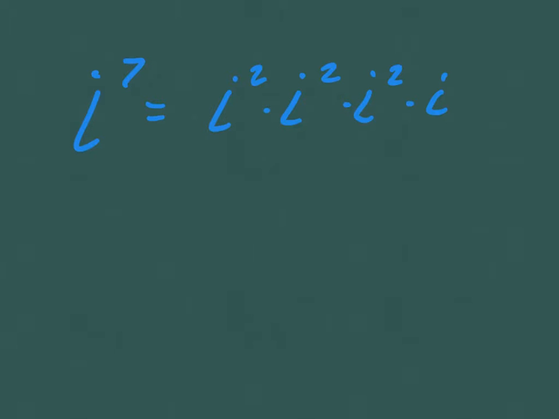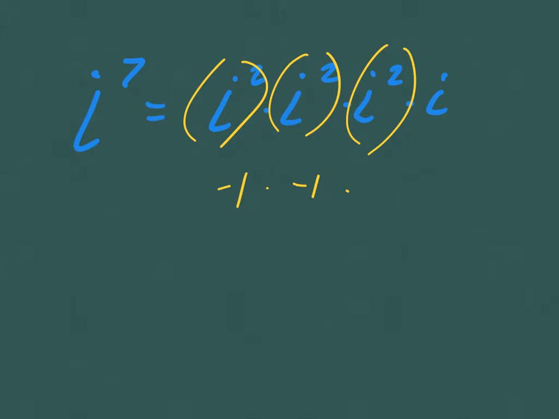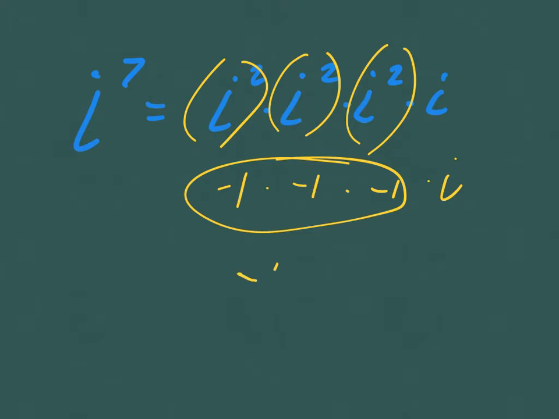Why do you think I broke it up like that? Because what's that equal to? What's that equal to? And that? So then you got negative 1 times negative 1 times negative 1 times i. All of these simplify down to, is it negative or positive? Negative, so then it's negative i.